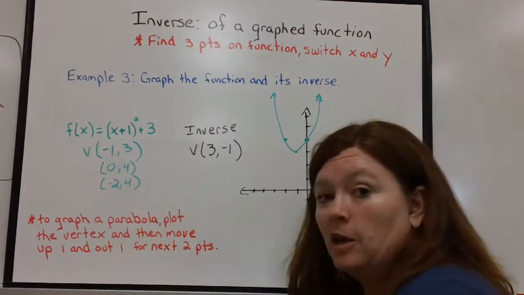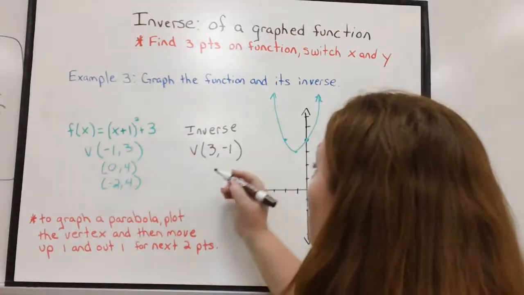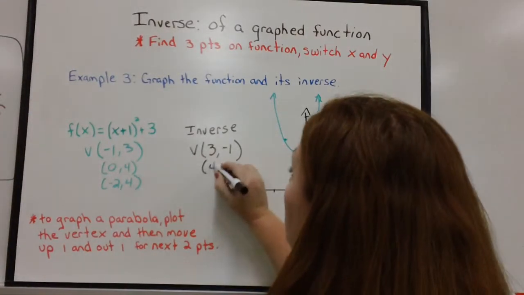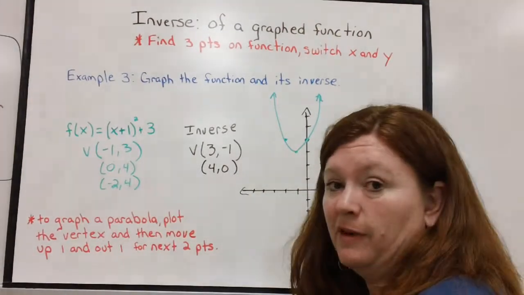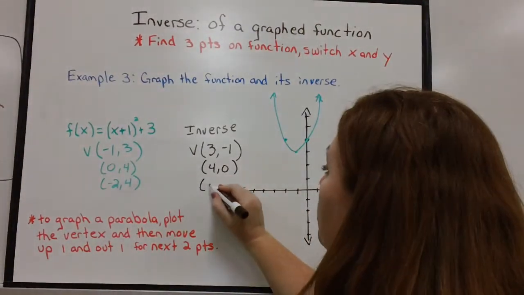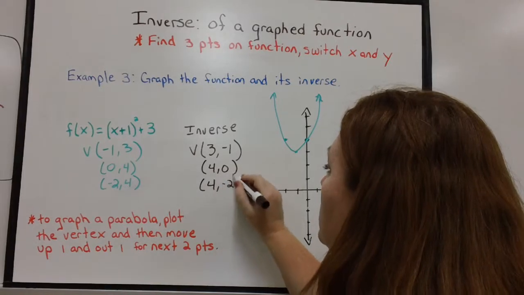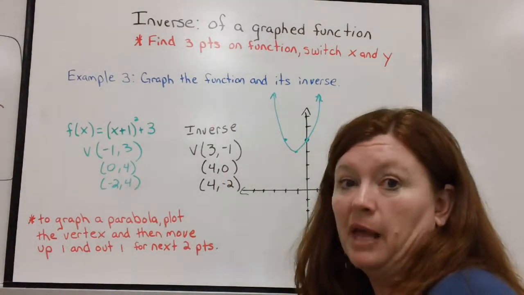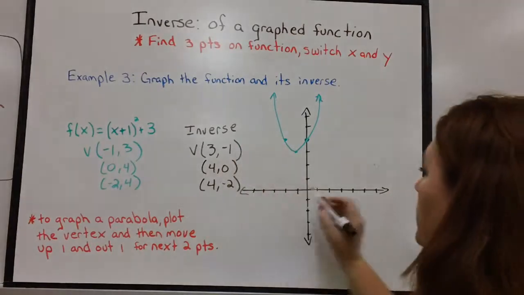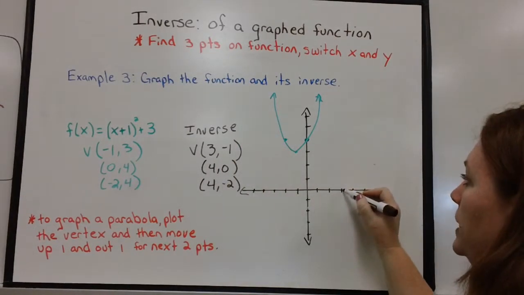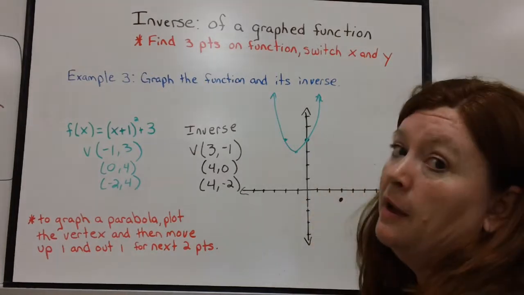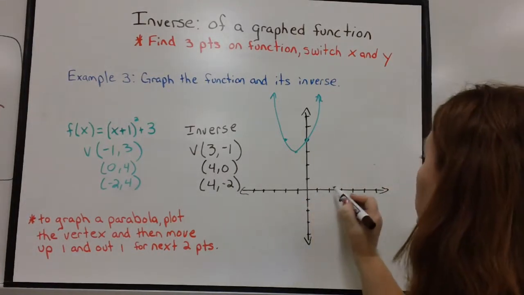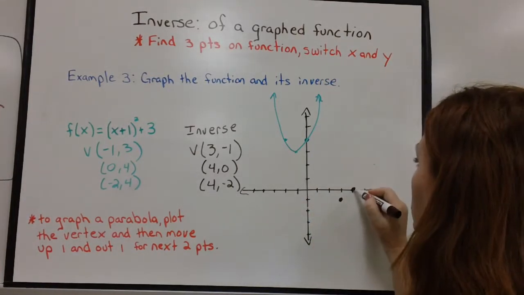0, 4 is on my function. So on my inverse, I will have 4, 0. Negative 2, 4 is on my function. On the inverse, I will have 4, negative 2. Plot the points. 3, 1, 2, 3. Sorry, negative 1. 3, negative 1. 4, 0. 1, 2, 3, 4. 0.